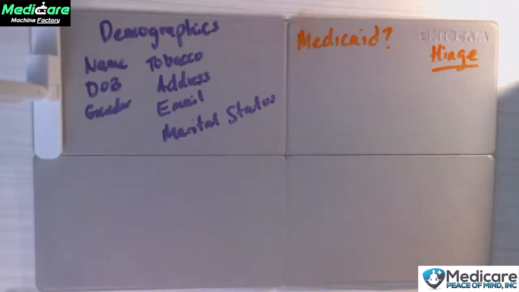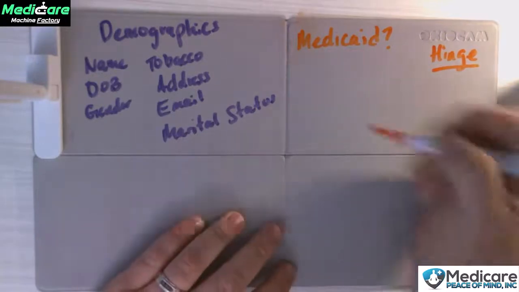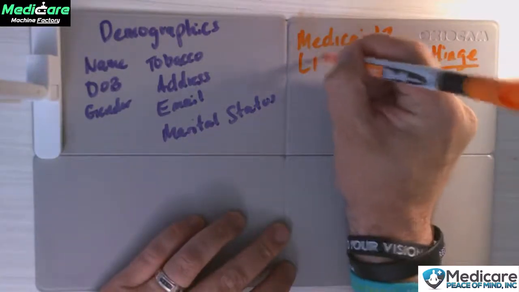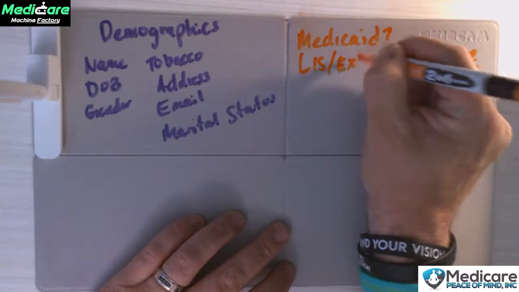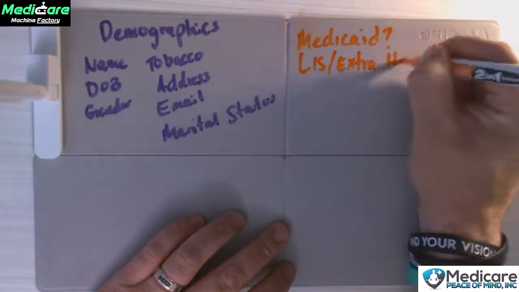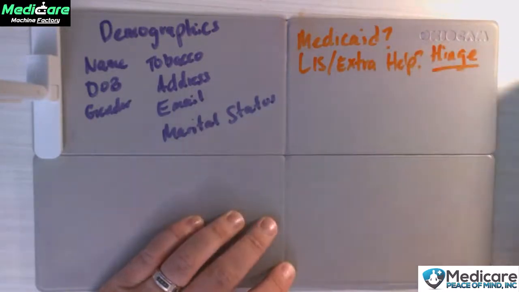And the hinge question, the reason I call it that, is it really hinges the decision of Medicare Advantage or Medicare Supplement to one side or the other very quickly. If somebody has Medicaid, typically that's going to be more appropriate for a Medicare Advantage or original Medicare by itself. It's typically not going to be a situation where you're looking at Medicare Supplement, almost always. So that's an example of a hinge question. Same thing, LIS or extra help. You want to know that question? Okay, those are the hinge questions.